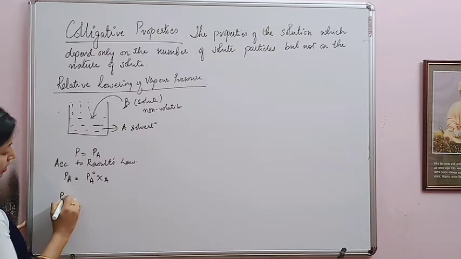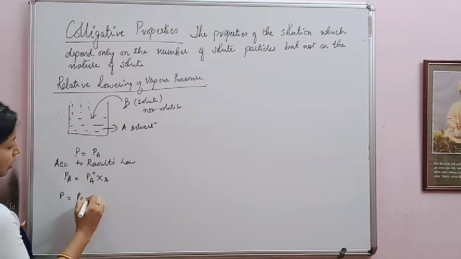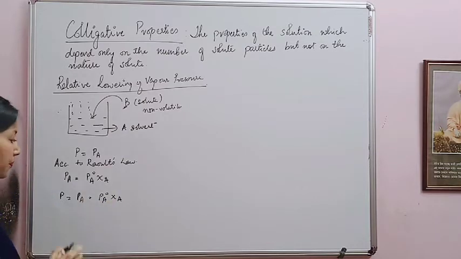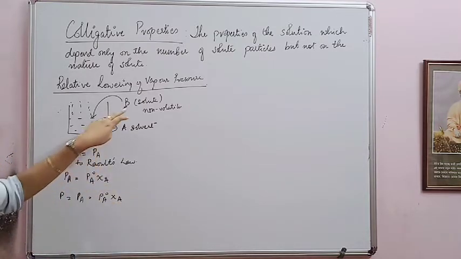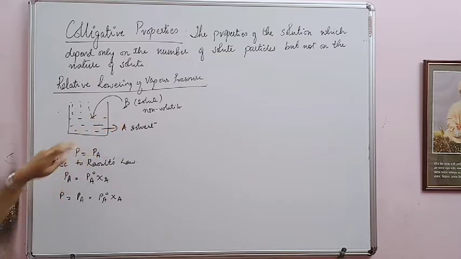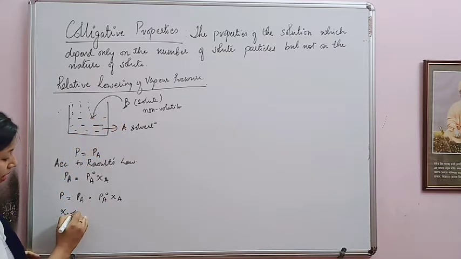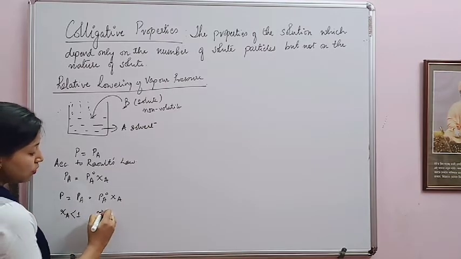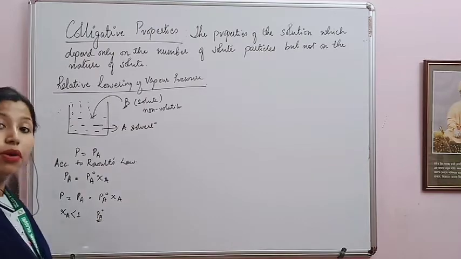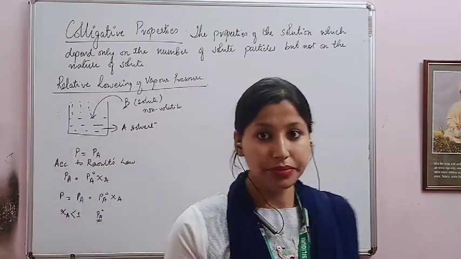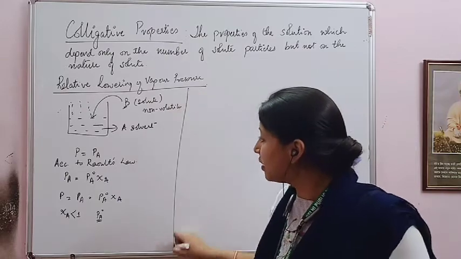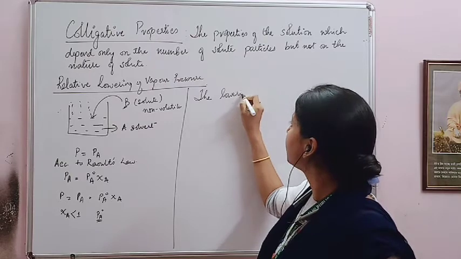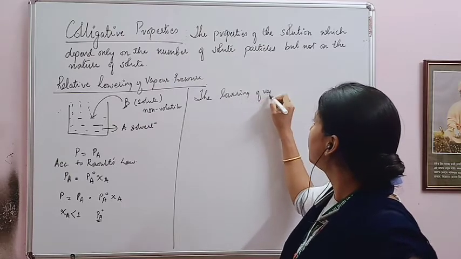So we can write P is equal to PA is equal to PA naught chi A. Done? Now, since we have some amount of solute in the solution, we must always remember that chi A is less than 1. And the vapor pressure of the solution is also less than the vapor pressure of the pure component PA naught. Okay?